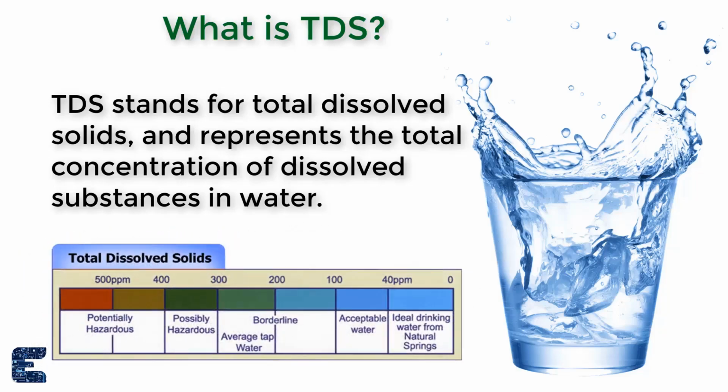This table indicates what type of water with which TDS value is good for drinking. Anything below 40 ppm is good for drinking.